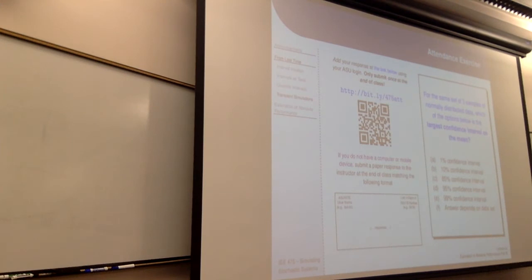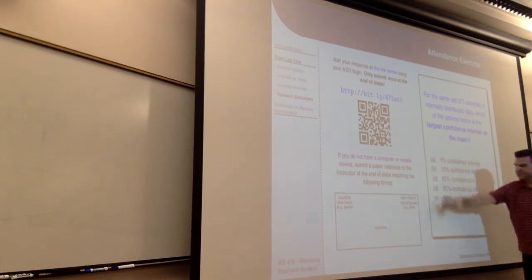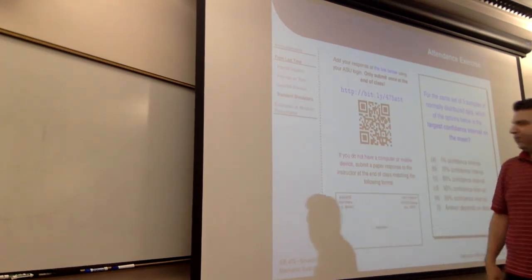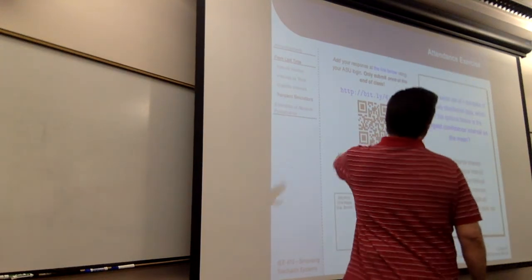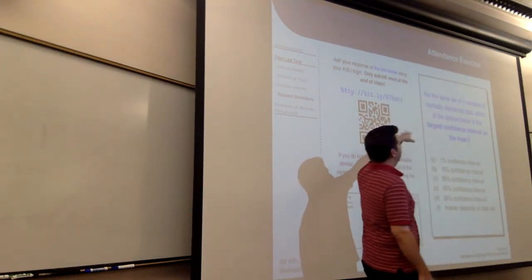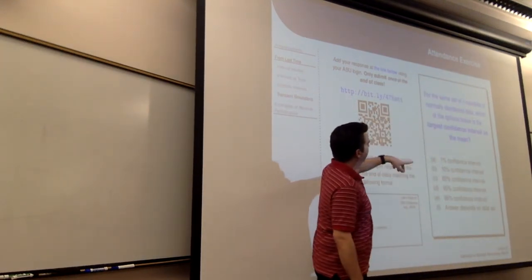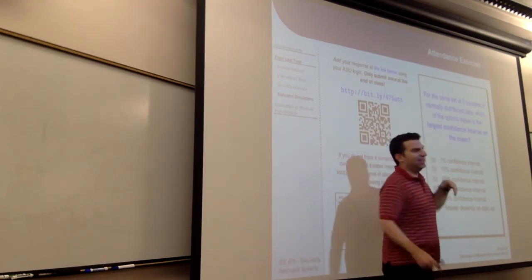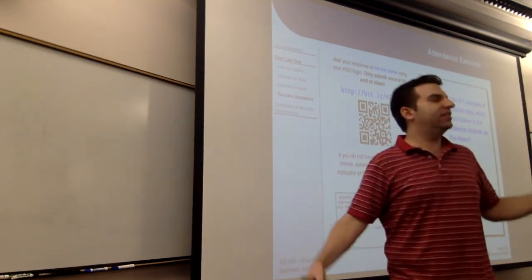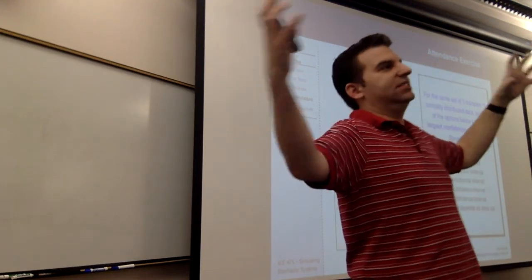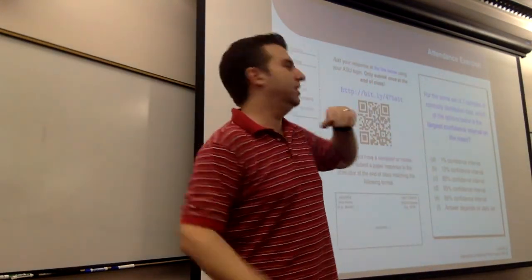So let's do a quick attendance question here, now that we've got confidence intervals in mind. All I'm asking here is for a letter to put down for question one on the attendance exercise. If I give you five samples of normally distributed data, then choose the option below that is the widest confidence interval. It takes up the largest chunk of the real line.